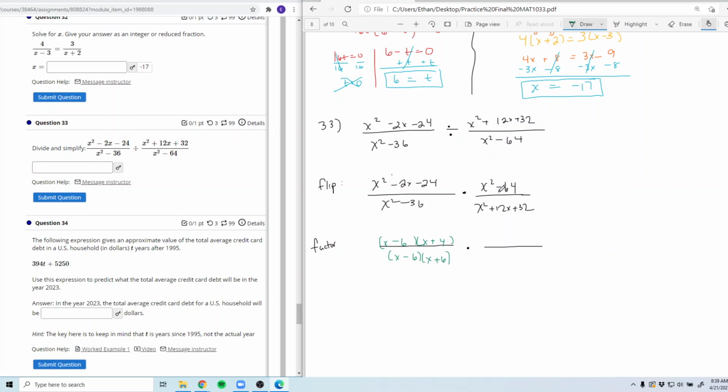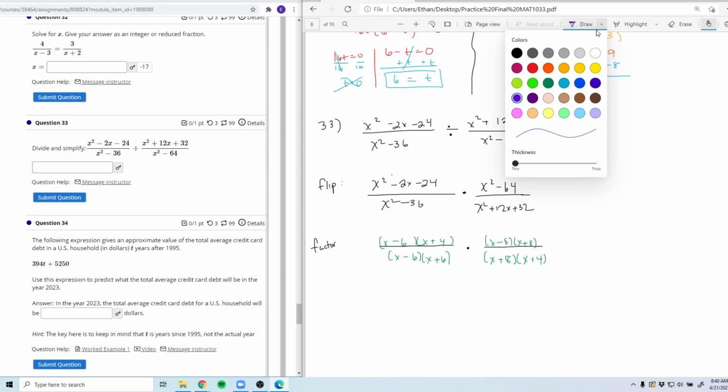Similarly, the top right, we have a difference of squares as well. The square root of 64 is 8. That's x minus 8 times x plus 8. And then on the bottom, we want two numbers that multiply to 32 and add to 12. And both positive, so that would be +8 and +4.